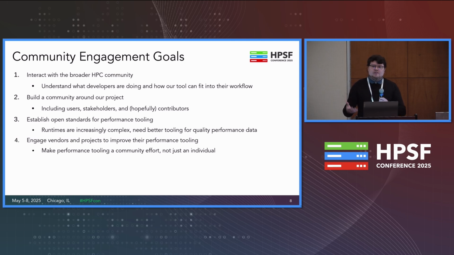And so an open standard is one way, among others, that we can, as a community, express the kind of performance tooling that we want in these runtimes. And finally, as a community, we would like to engage vendors and projects to improve their performance tooling. We've often argued with many vendors to improve their tooling, sometimes successfully, sometimes not so much, but we feel that by making this a community effort, we can improve the ecosystem as a whole, we can get performance tooling, we can get performance data, and we can, in general, grow the ecosystem forward.